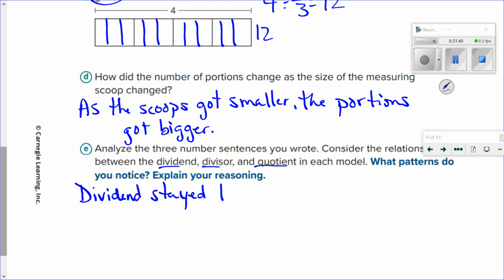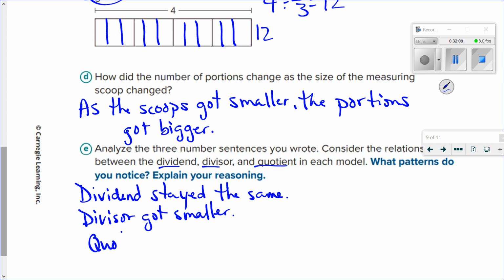And then what happened? The dividend stayed the same. What happened to the divisor? The divisor got smaller. And although it got smaller, and then it got bigger again at the end, right? And then the portions, or the quotient, got bigger.